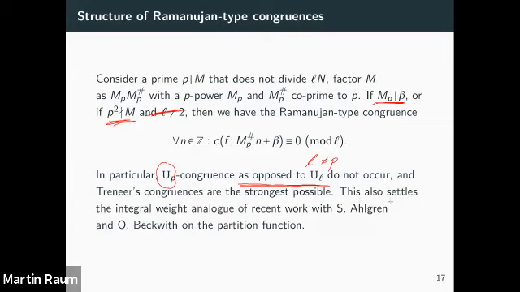And this settles the integral weight analog of my work with Scott and Olivia, where we had to use quite different methods to analyze the partition function. This was also a very fun paper, quite intricate. There we don't get the absence of such congruences, but only a density zero result.